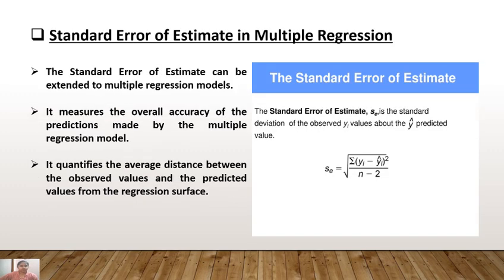Standard error of estimate in multiple regression. The standard error of estimate can extend to the multiple regression model. It measures the overall accuracy of the predictions made by the multiple regression model. It quantifies the average distance between the observed values and the predicted values of the regression surface.